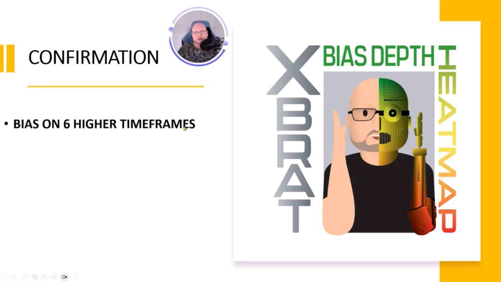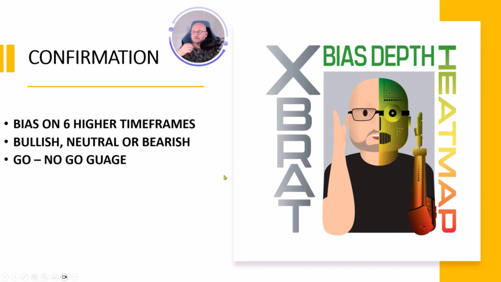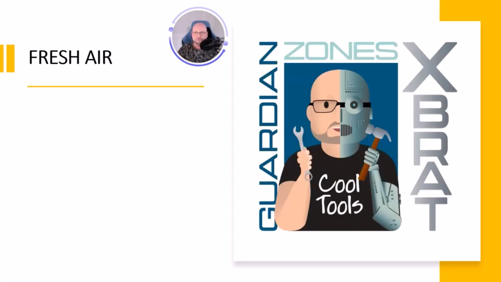The confirmation is our xBrat bias depth heat map. So we have bias on 6 higher time frames, and we'll see that on the chart. If we get a bullish signal, we're looking for a bullish bias on 6 different higher time frames. So we've got confidence, and that's that confirmation. We have the bullish, neutral, or even bearish. It's a go, no-go gauge. So when we've got the signal, we need that confirmation. No bias confirmation equals no trade.